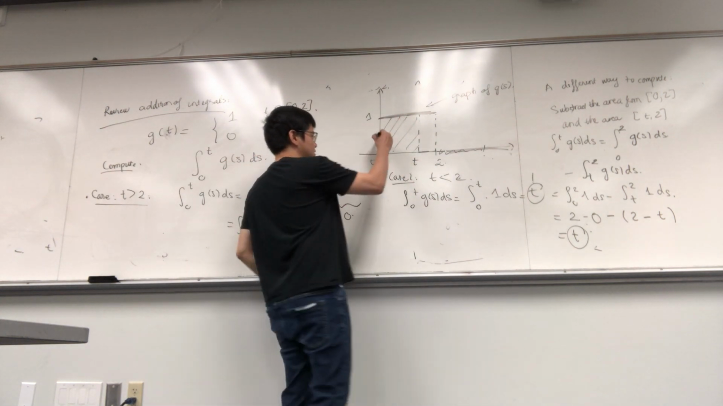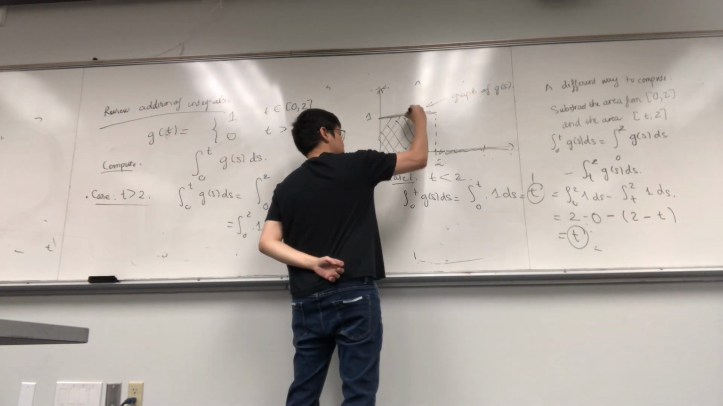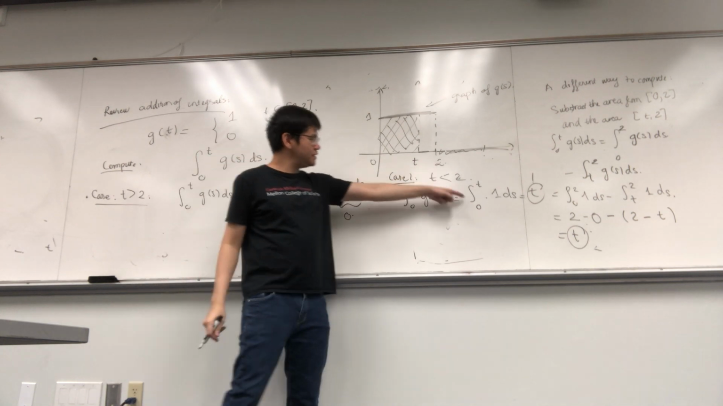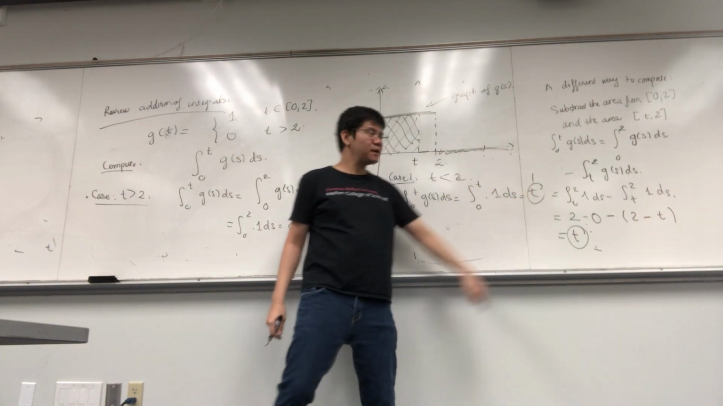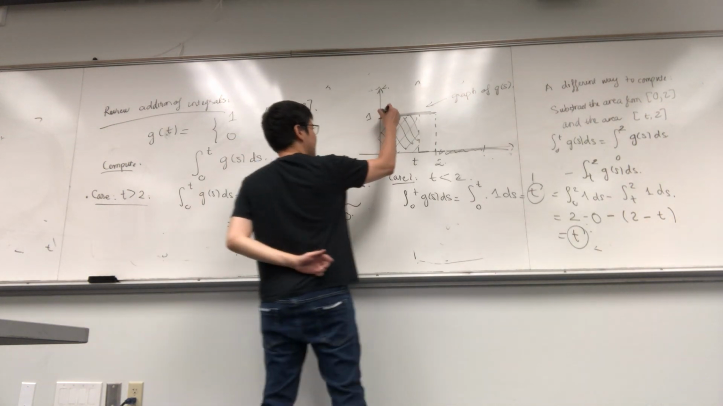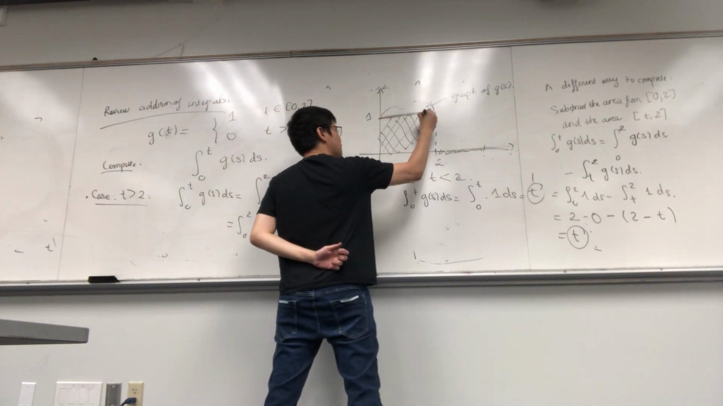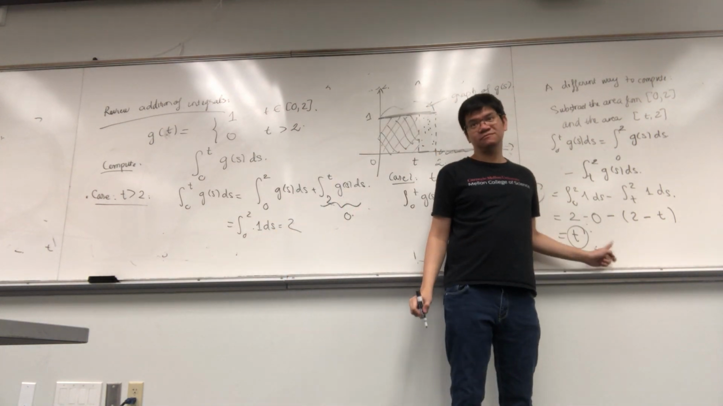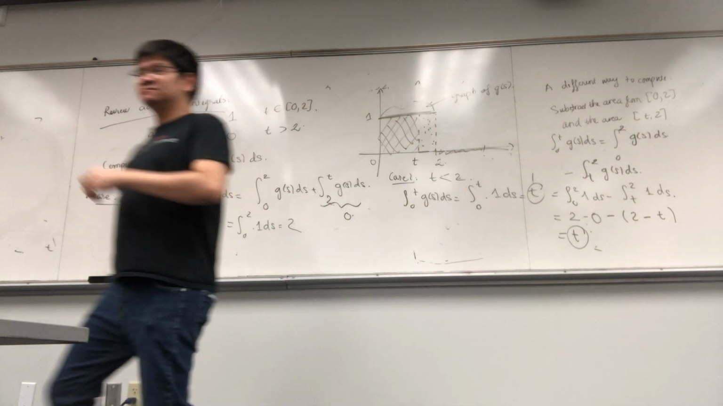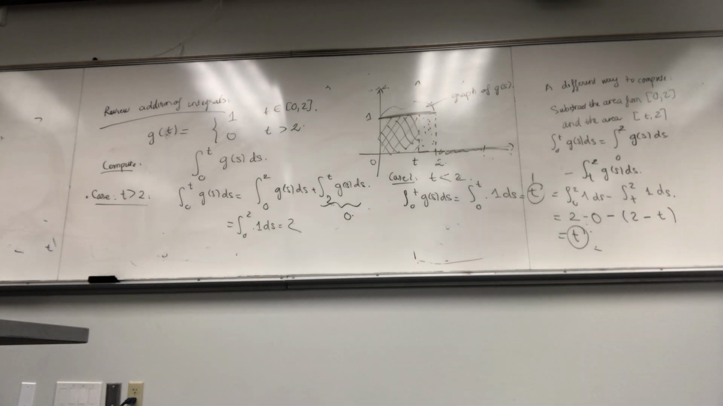When t is smaller than 2, you compute this area. This area will be t if you do it in a straightforward manner. But if you don't like it, you want to subtract the big area here with the small area here. You get the same result, right? Other questions? Is it clear? So this is the same principle that we used in the previous computation.